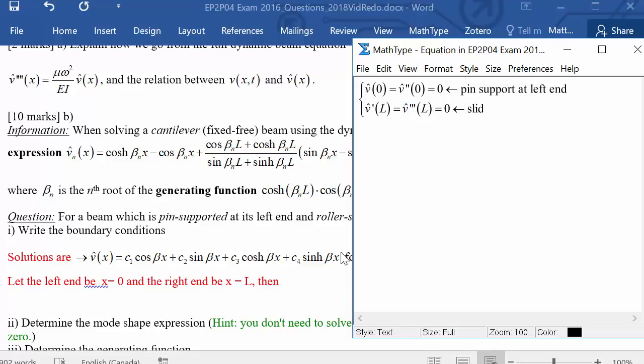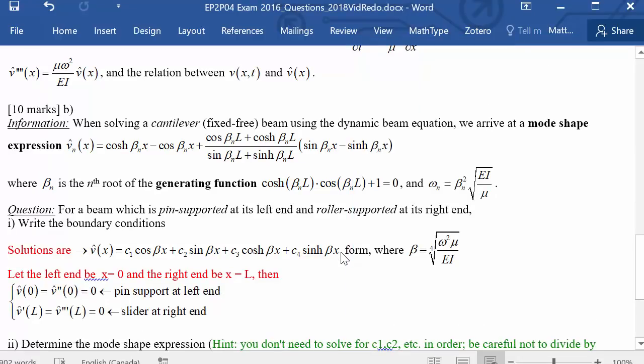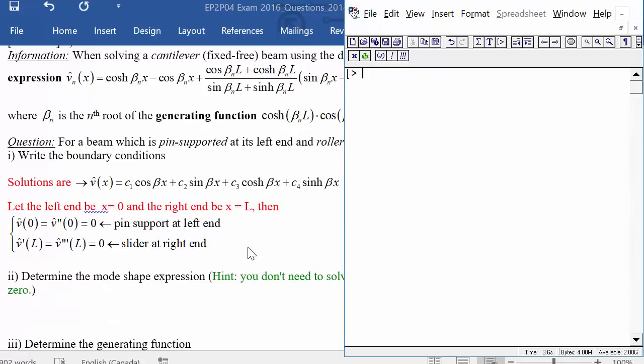So that's slider at the right end. Okay. So there we have it. There's the boundary conditions. So to figure out the mode shape expression, we could do this analytically, but let's use Maple since we have it available.